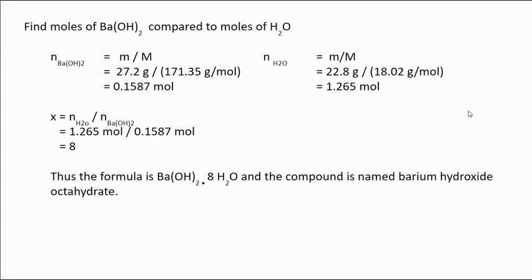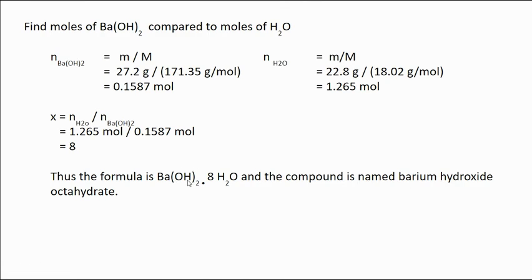the two. Now, I don't really need to do that for barium hydroxide because it's going to be 1, but essentially what I'm doing is dividing both of them through by 0.1587. In order to find X, that's telling me how many moles of water. Here's my calculation. Moles of water, moles of ionic compound, and I find that it is very close to 8 times the amount. By comparing those two, I've solved for X and I've identified the type of hydrate I have.